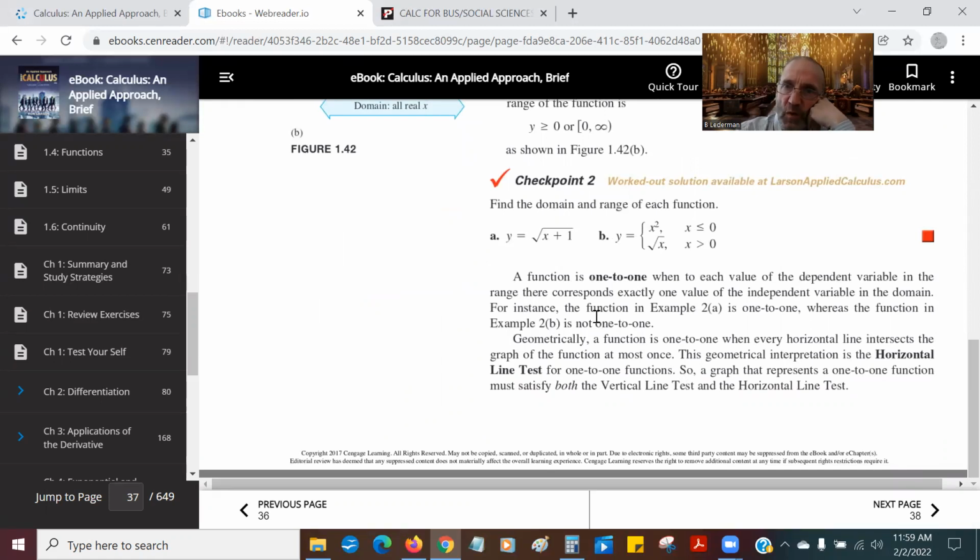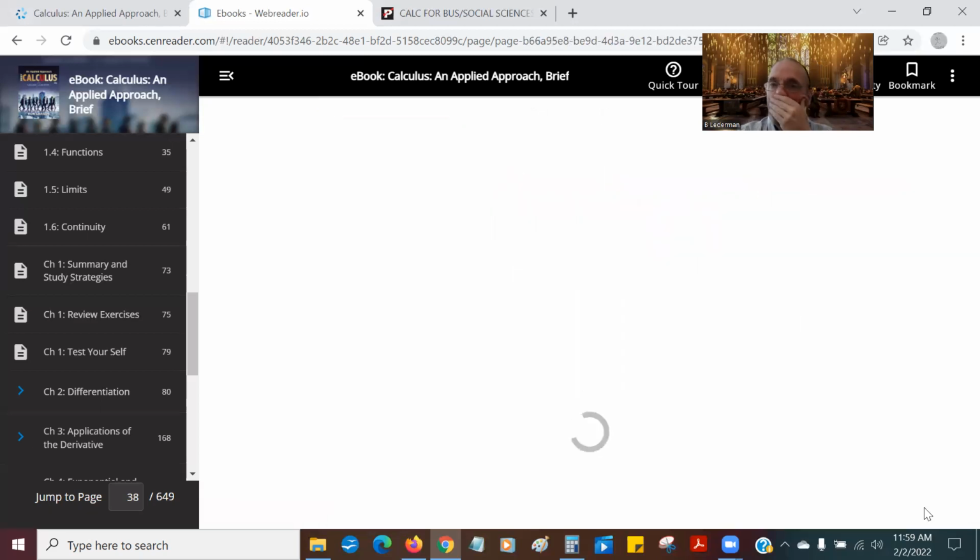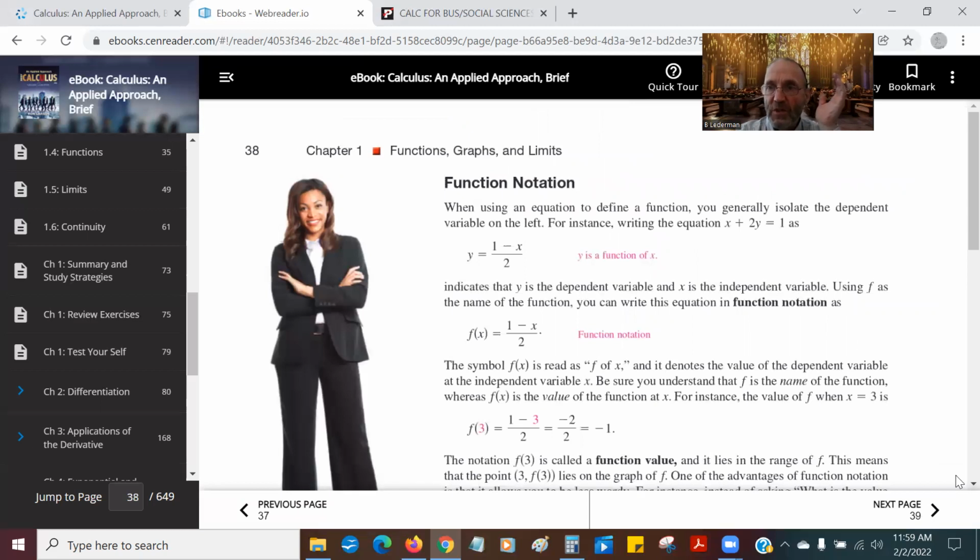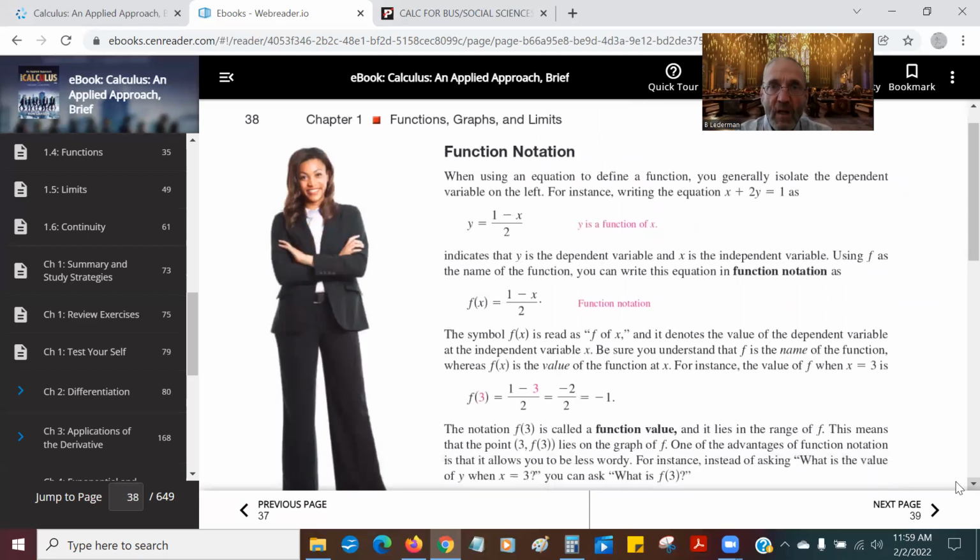There's something called a function being 1-to-1. 1-to-1 is when every x value has one y value and every y value has only one x value. That's when you have both. That's a special kind of function. So it has to pass the vertical line test and also a horizontal line test in order to be a 1-to-1 function. So a 1-to-1 function is a special kind of function. That's all I'll say.